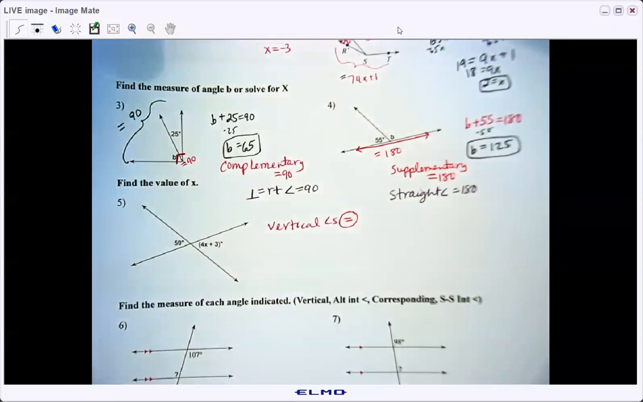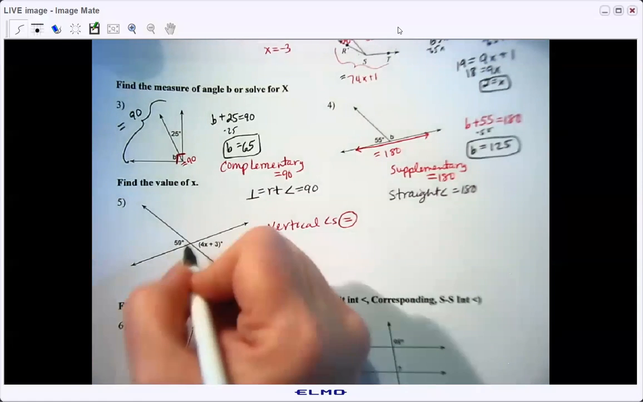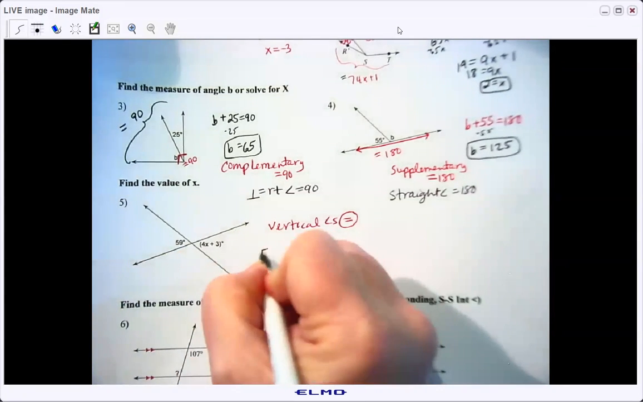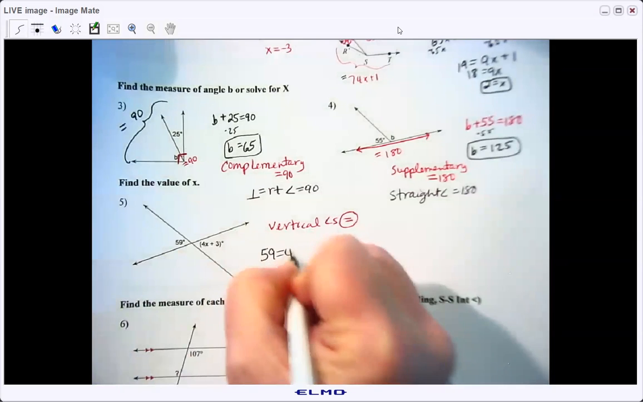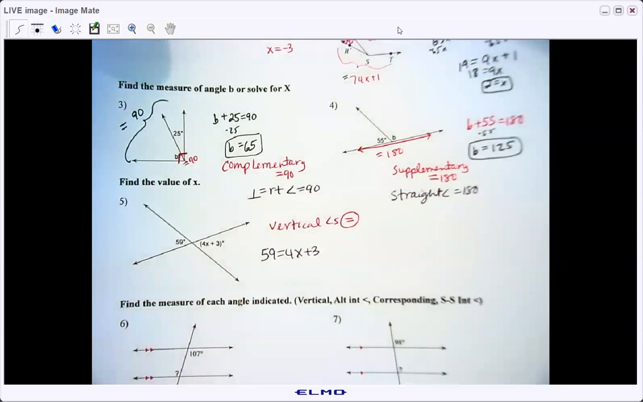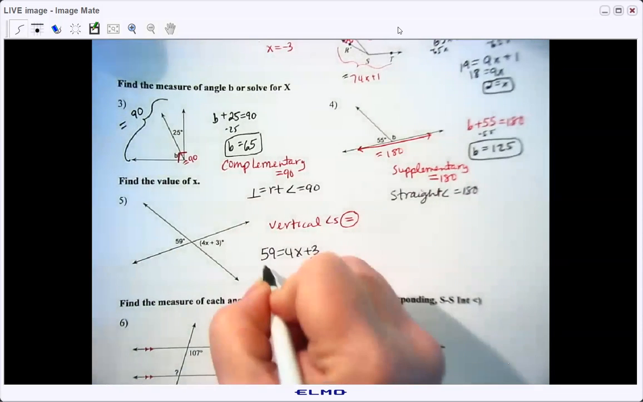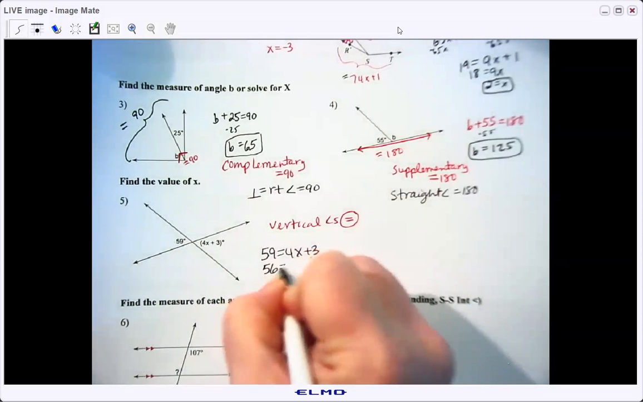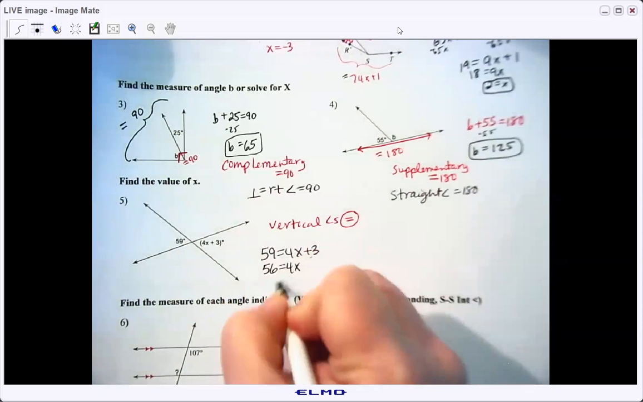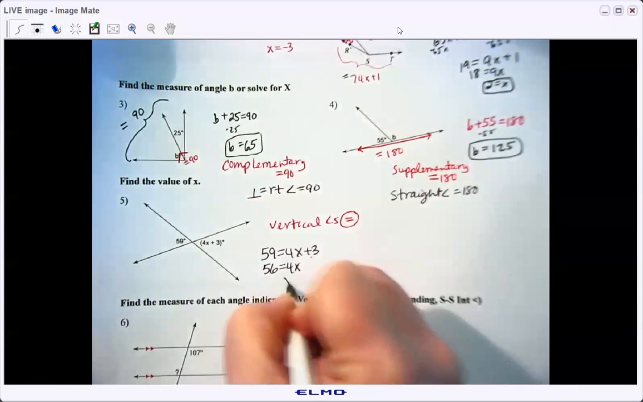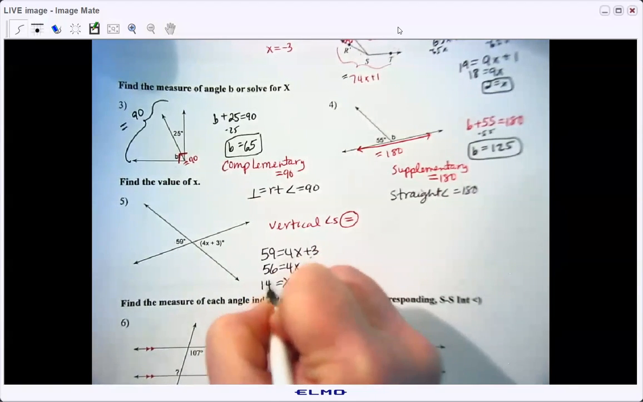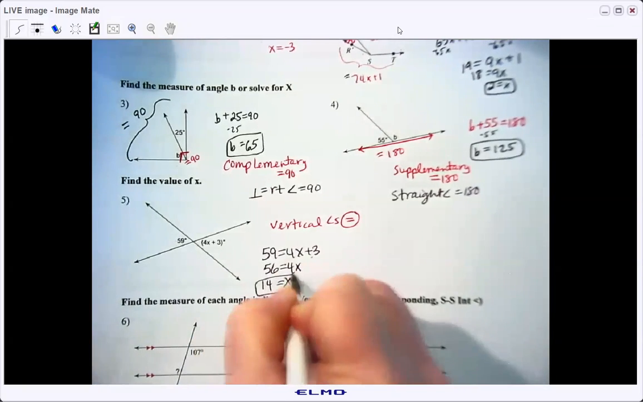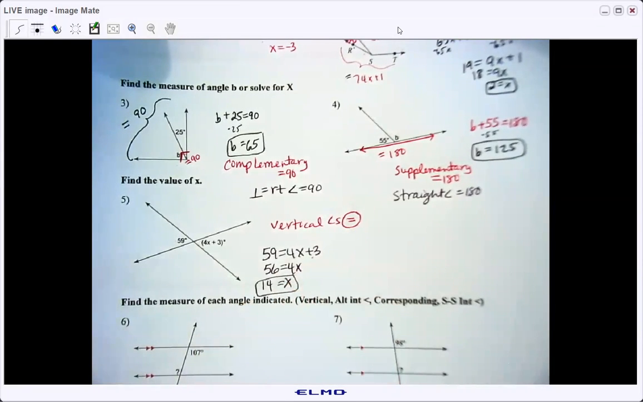Always equal. Okay. That means that's our equation. We're going to set those equal to each other. So 59 is equal to 4x plus 3. And we continue to solve. Subtracting 3 on both sides, we get 56 equals 4x. And dividing both sides by 4, we get x equals 14. So vertical angles are always equal.